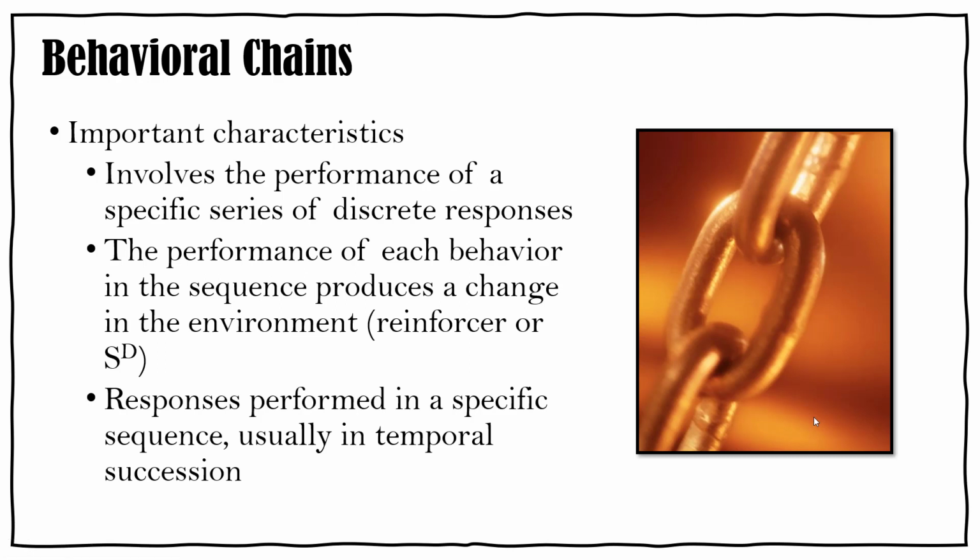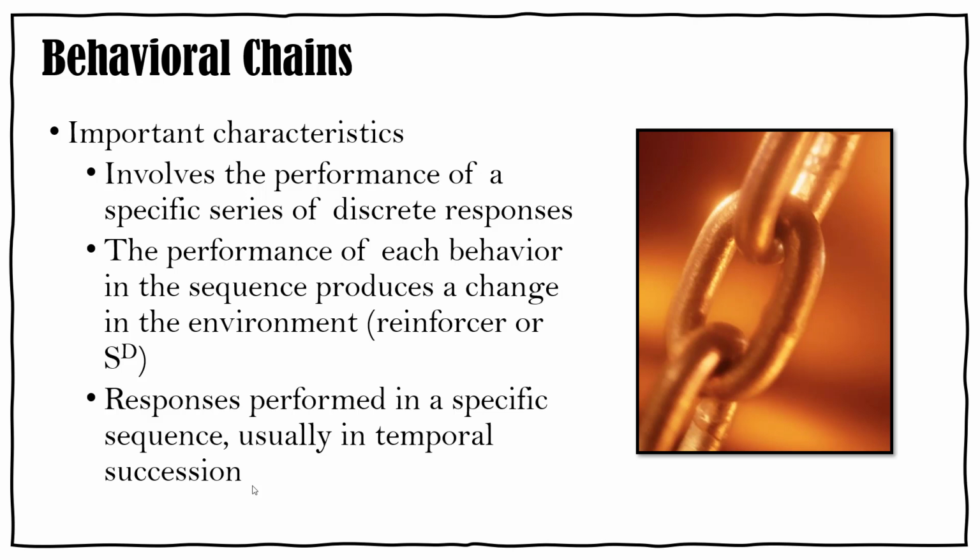An important characteristic of behavior chains is that they involve the performance of a specific series of discrete responses. So you can actually map out these discrete responses that are involved in this complex behavior. The performance of each behavior in the sequence produces a change in the environment, like we talked about earlier, so it becomes a reinforcer and an SD for the next response in the sequence. And then typically with behavior chains, responses are performed in a specific sequence, in a temporal succession. So the different tasks that you lay out in your behavioral chain typically don't change in order.